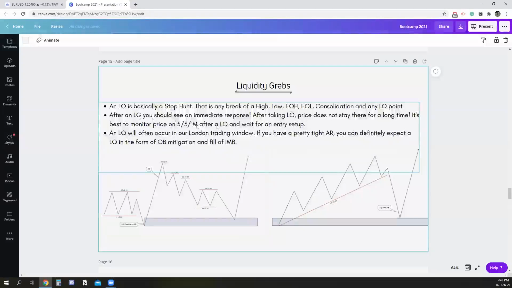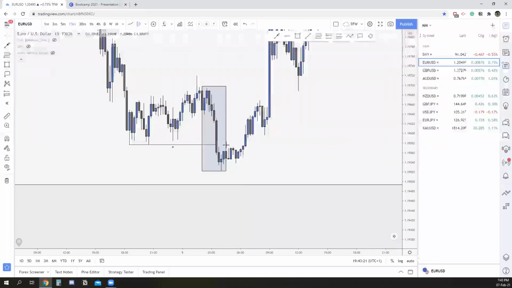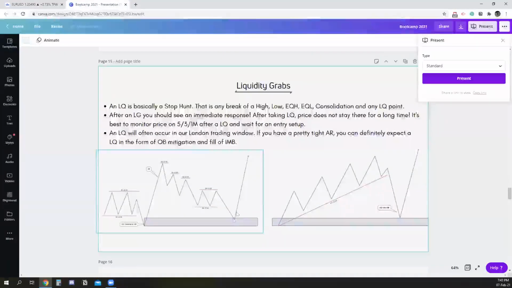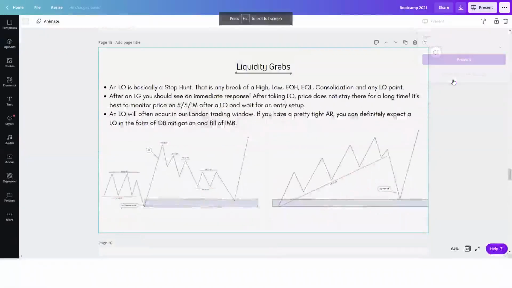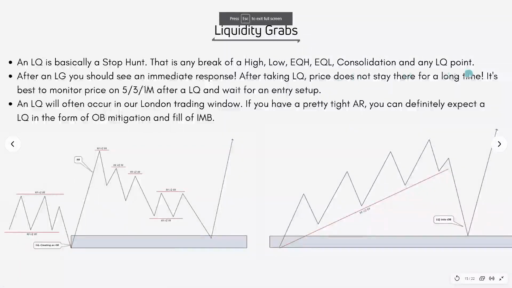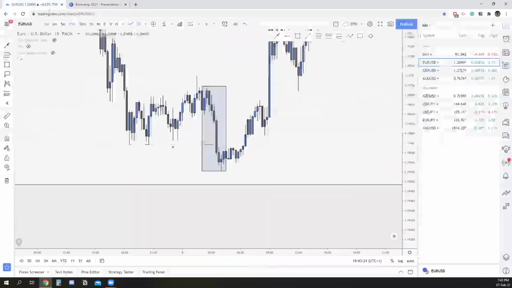And after a liquidity grab, you should see an immediate response. This is pretty important. You're not going to see the market consolidate too much. It's just going to go, right? Because the market is not going to slow down around those areas. And it's best to monitor price on the 5 or 3 minute after the liquidity grab. So after we have that spike, you can drop to the lower time frames, because on the lower time frames you're going to have the same theory, right?